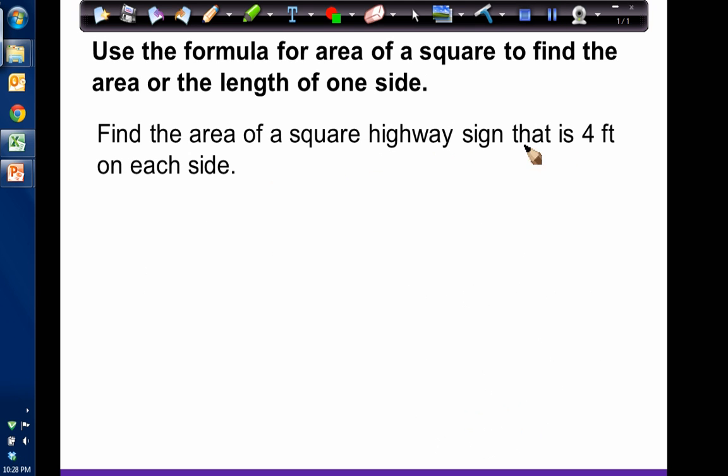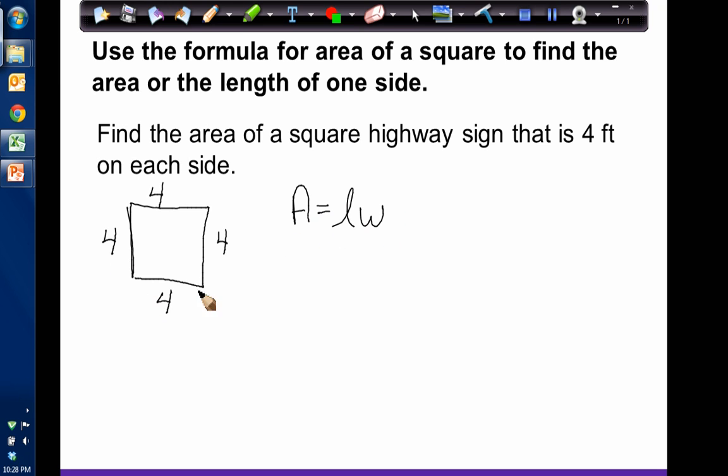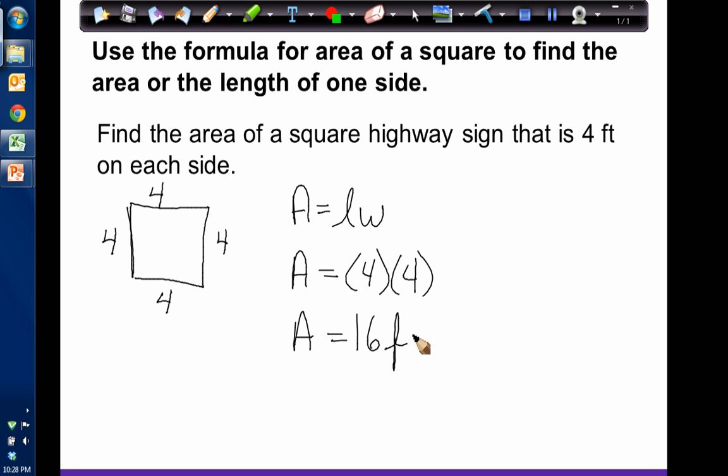Find the area of a square highway sign that is 4 feet on each side. So we have a square, okay, it's 4 feet on each side. So what is the area going to be? Well, we can think of this as if it were a rectangle and say length times width. The length would be 4, and the width would also be 4. So we get 4 times 4, which is 16 feet squared.